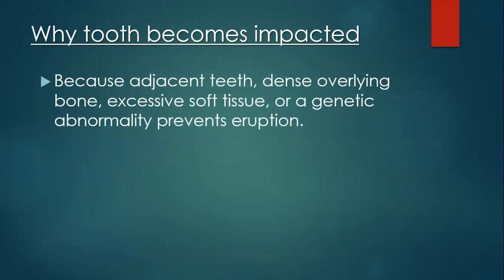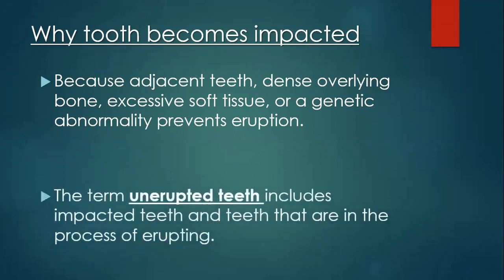So why does a tooth become impacted? This is a very important question that can be asked in your exams and viva by the examiner. Because of adjacent teeth, dense overlying bone, excessive soft tissue, or a genetic abnormality that prevents eruption. If such a question comes in your exam, you need to write it in points form, so that the answer becomes extensive and you can get a lot of marks from it. You first need to say adjacent teeth, because when you see them on the radiograph, it can be a second molar that is impacting the eruption of the third molar, or there would be excessive soft tissue over the third molar preventing it from erupting. There could be dense overlying bone, or there can be a genetic abnormality which is preventing the tooth from erupting. So these are some of the points.